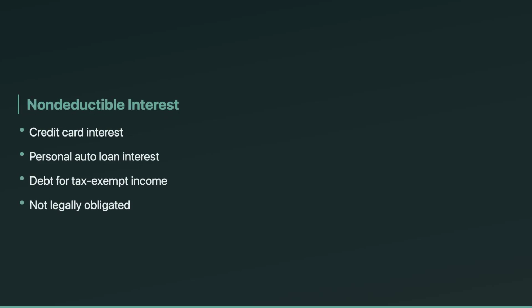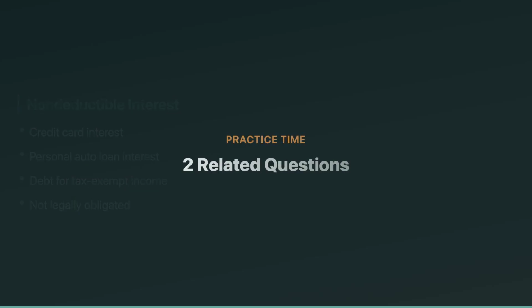Finally, know what interest is flat out non-deductible. Personal interest like credit cards and car loans is out. Interest to buy or carry tax-exempt securities is also out. No double dipping. And if the taxpayer isn't legally obligated on the debt, the interest isn't theirs to deduct. When you see muni bonds in a question, your reflex should be, related interest is disallowed.